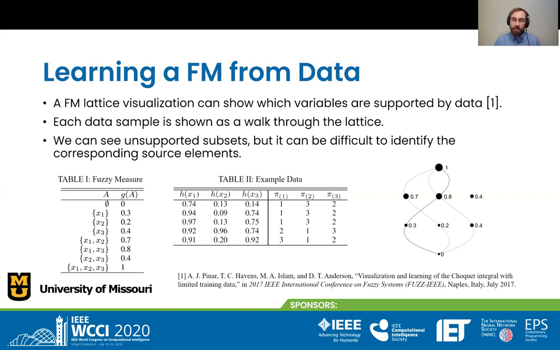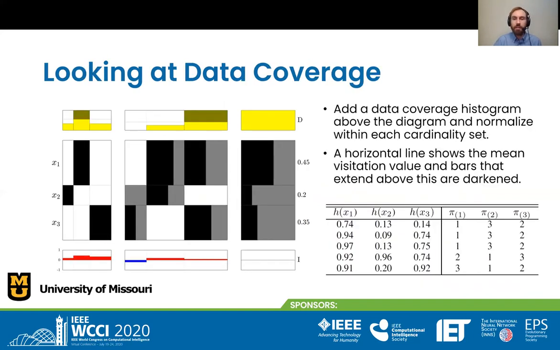And we can actually take this idea and extend it and apply it to our matrix diagram. So we can create a histogram of the data coverage and add it to the top of the diagram. It looks kind of like this. Within each subset, we normalize so that we see which subsets were visited the most within each cardinality class. And we plot a horizontal line here just to show the average value within each cardinality set. Values that extend above that mean are darkened, and that's just a technique that helps highlight outliers, things that really extend above the average.